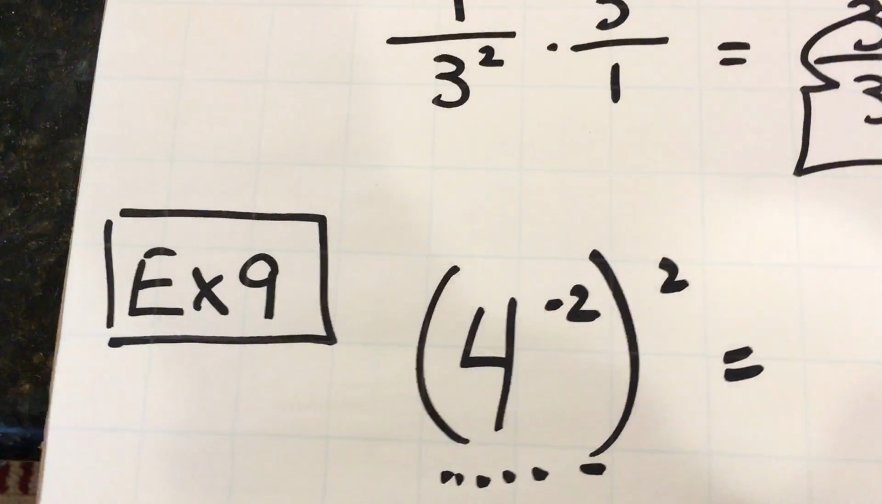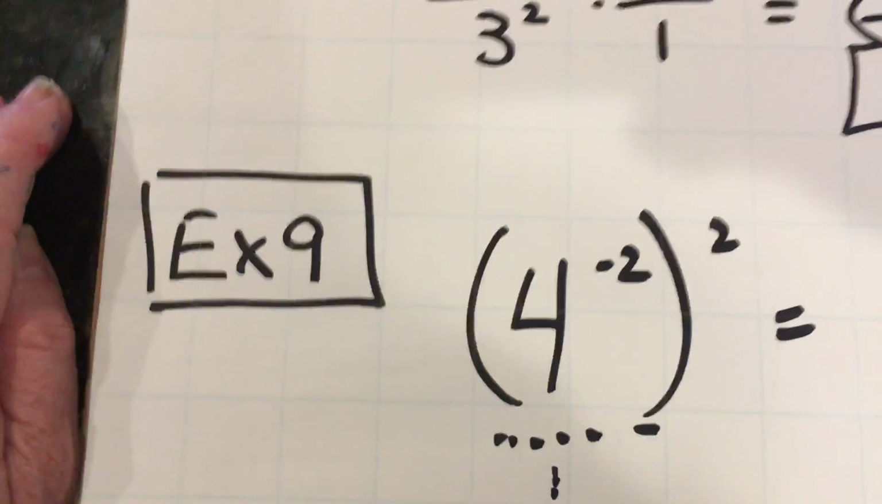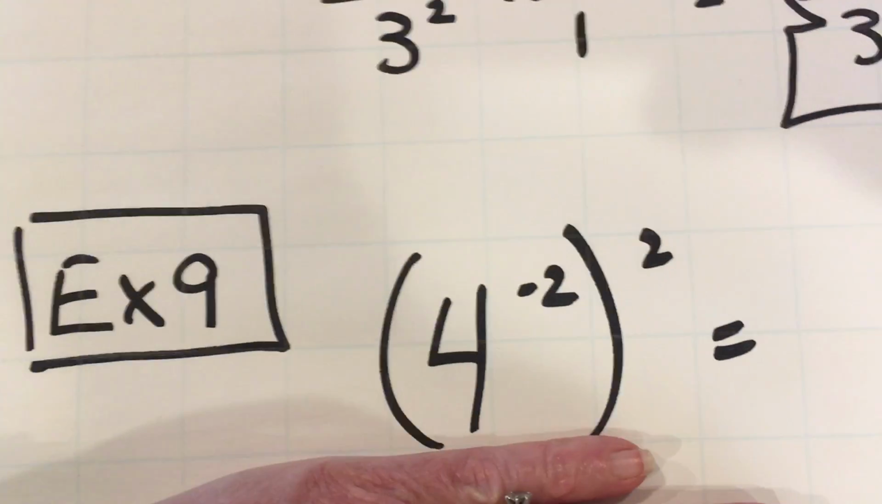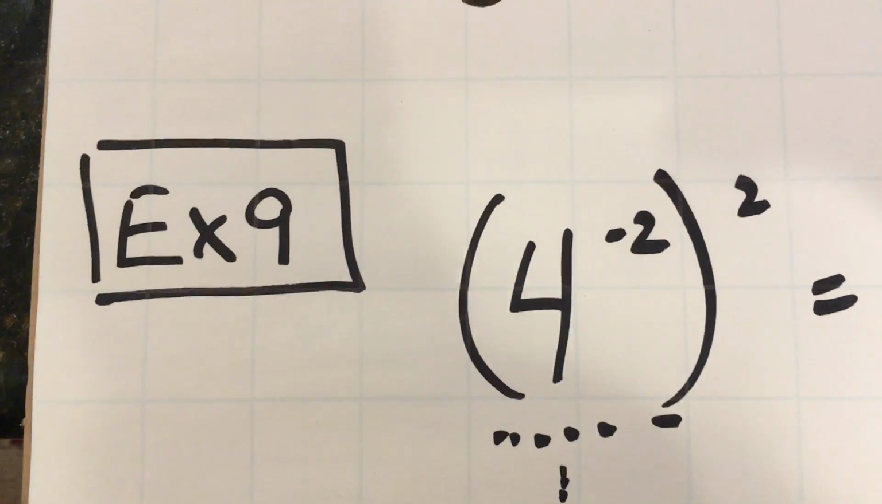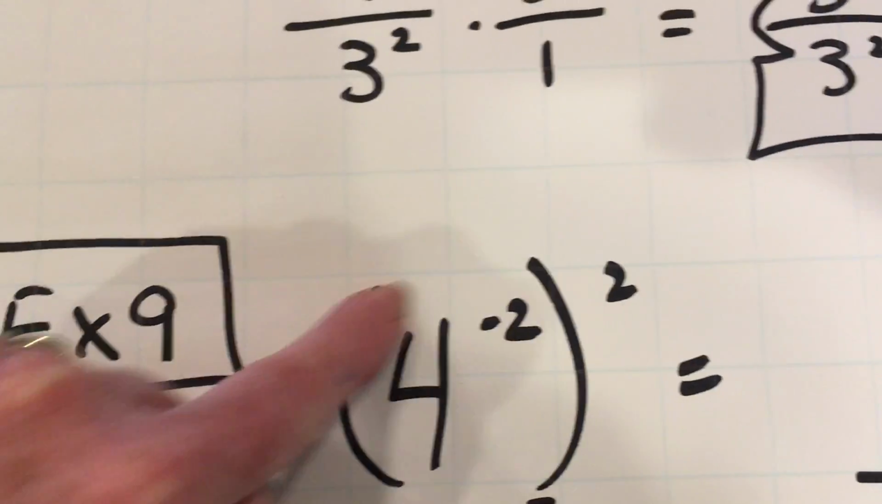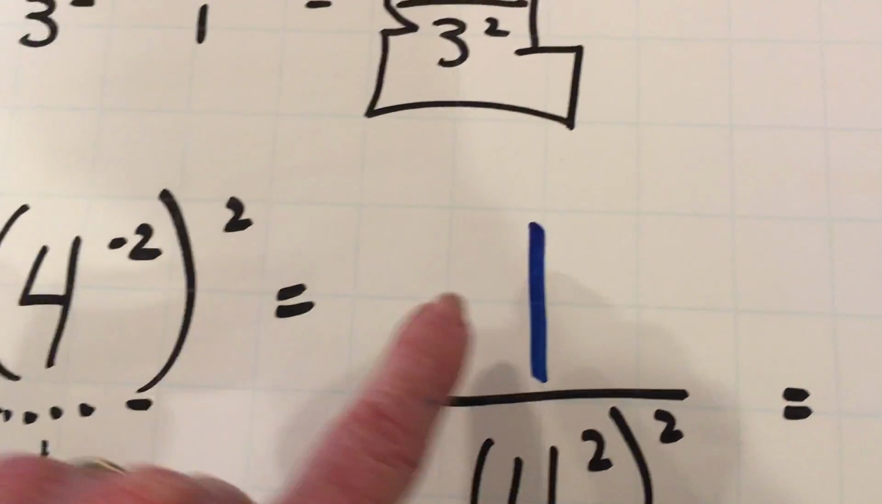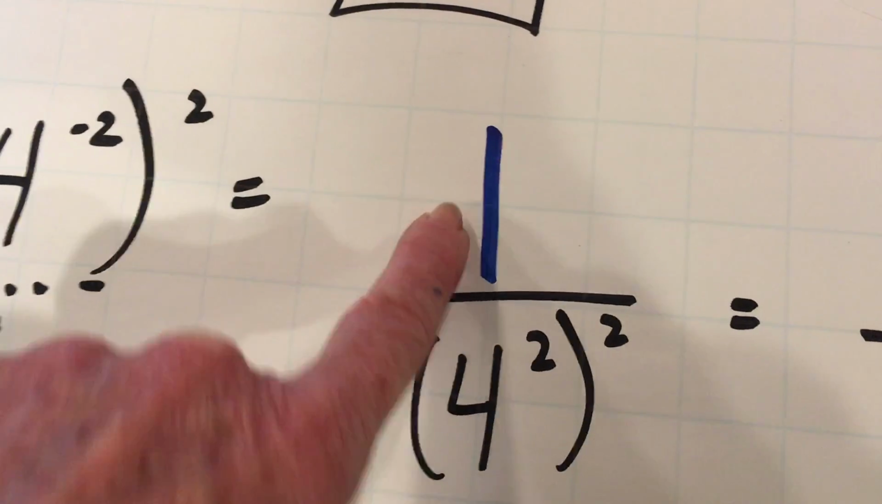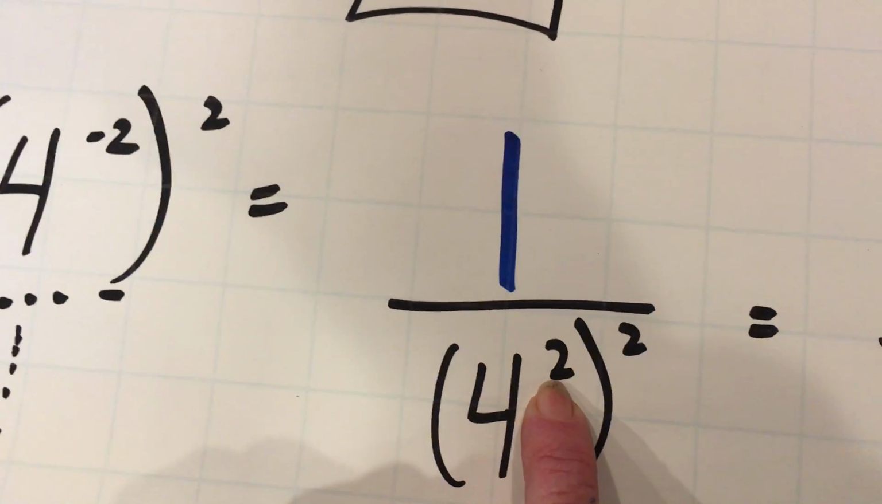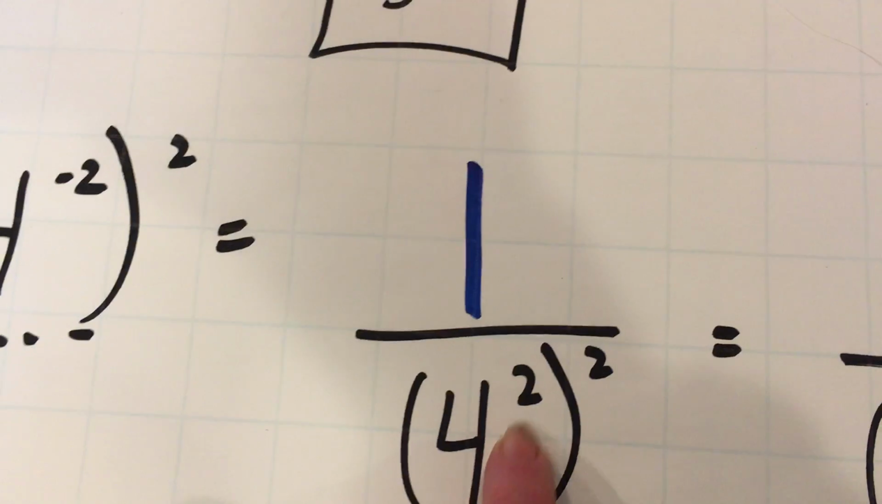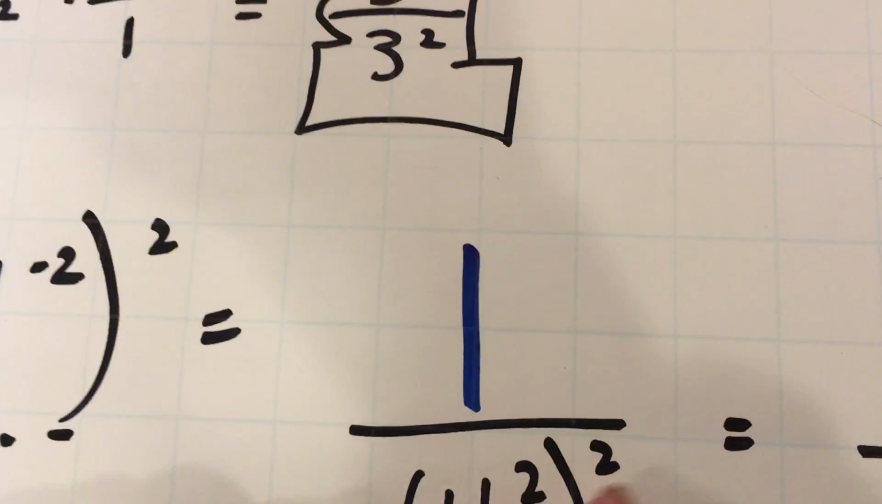Okay, last problem. 4 to the negative 2 squared. We're going to make that a fraction by putting it over 1. This 4 to the negative 2 does not want to be part of the numerator. It wants to be downstairs in the basement, so we put a placeholder of 1 on top. When we move it down, it becomes positive. So now we have 1 over 4 squared squared.